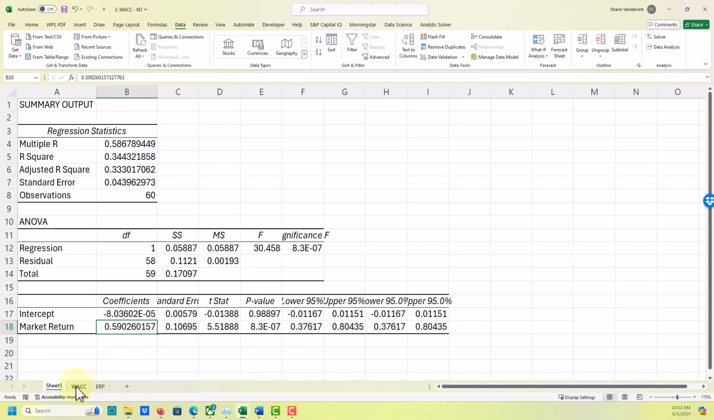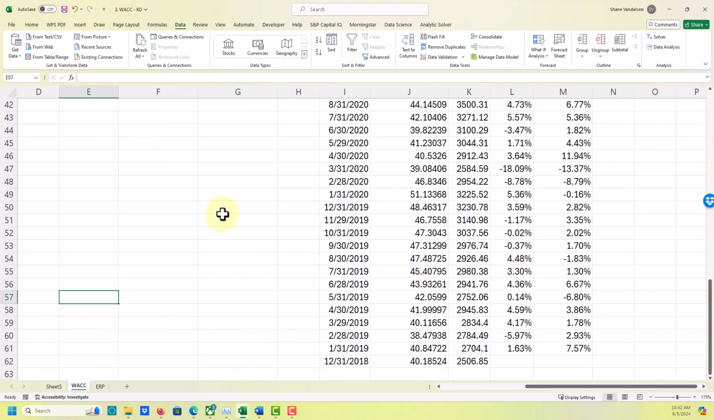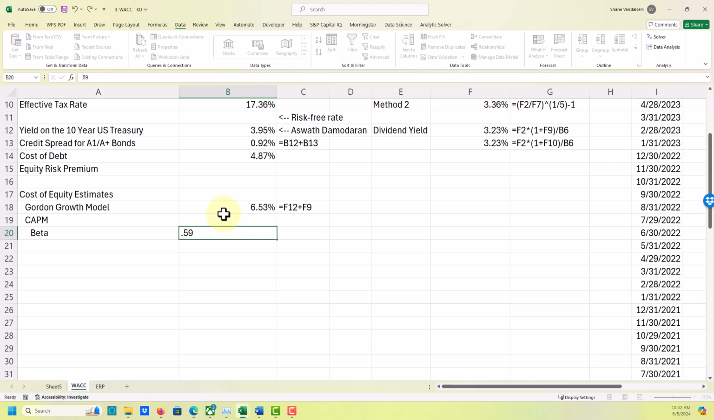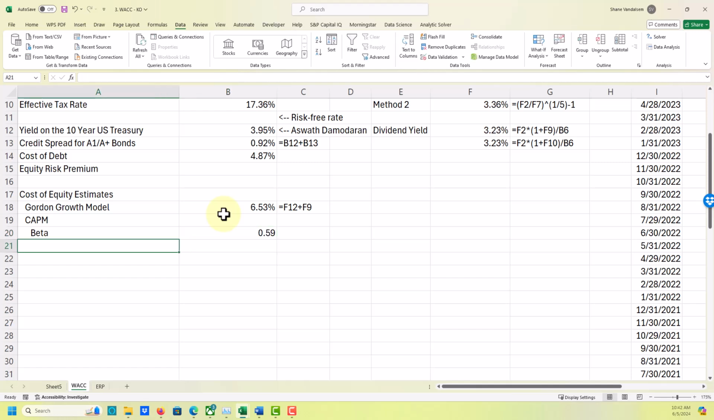So I'm going to go back out here to the weighted average cost of capital calculation, the capital asset pricing model. I'm going to put in another line here. The beta is equal to 0.59. We have the risk-free rate. Our risk-free rate is 3.95. Now we need to come up with a market risk premium.